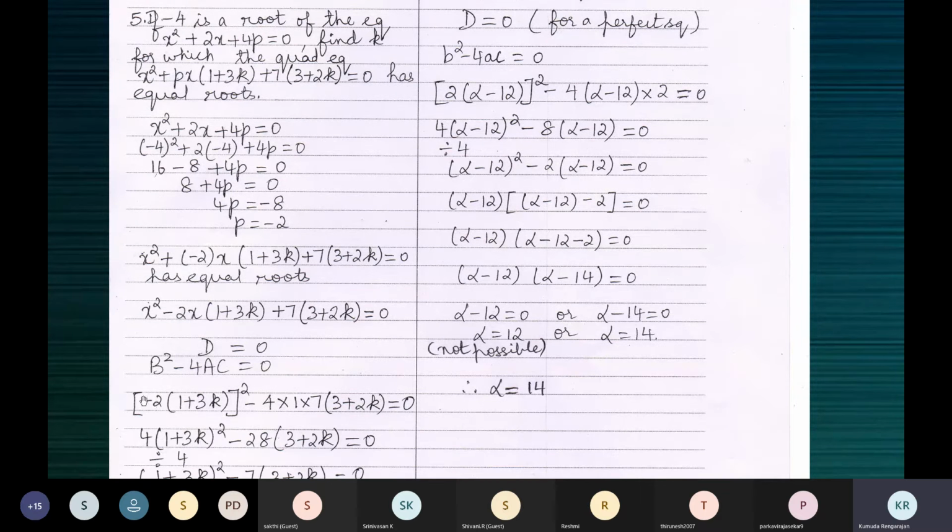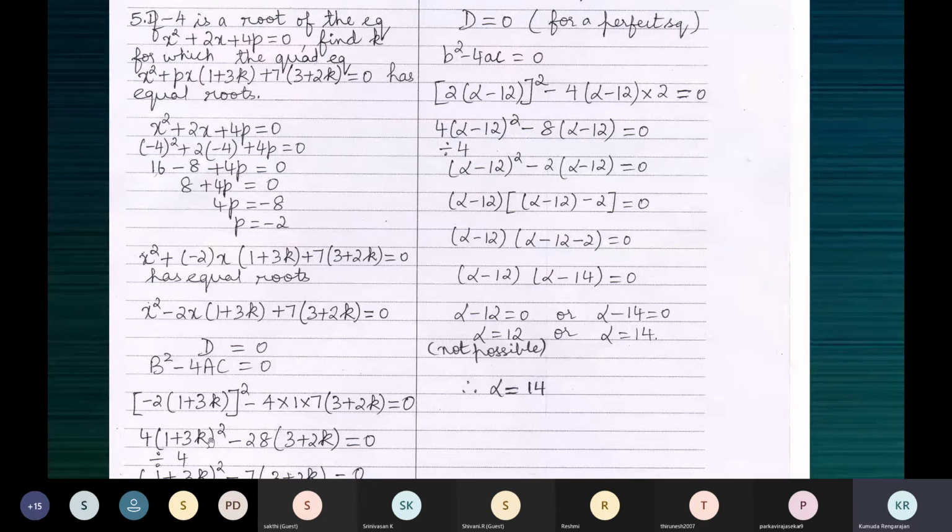So how do you solve it? Minus 2 when you square it, you will get plus 4. 1 plus 3k the whole square. Minus 7 4s are 28 into 3 plus 2k is equal to 0.